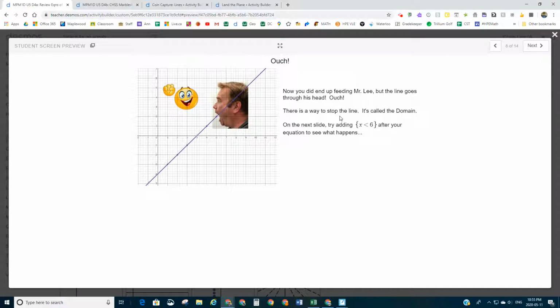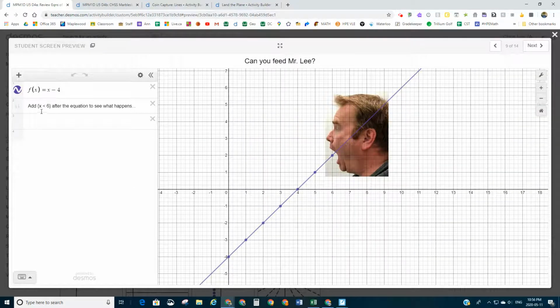So there is a way to stop this line. And the reason I'm showing you this is because it's going to be helpful for one of the other activities we're doing. So you can stop the line by talking about the domain. Domain is something you're going to learn about next year, but we'll just sort of hint at it this year. So on the next slide, it says, try adding x is less than 6 after your equation to see what happens. So if we go to the next slide, we're going to add this.